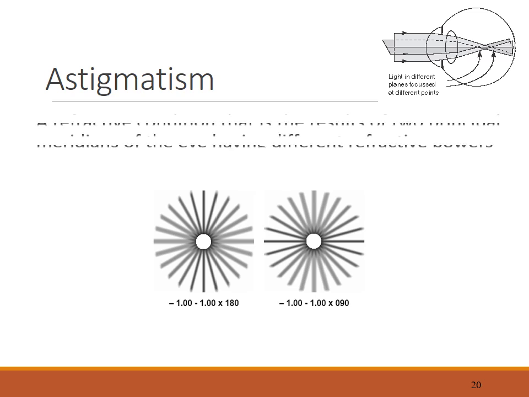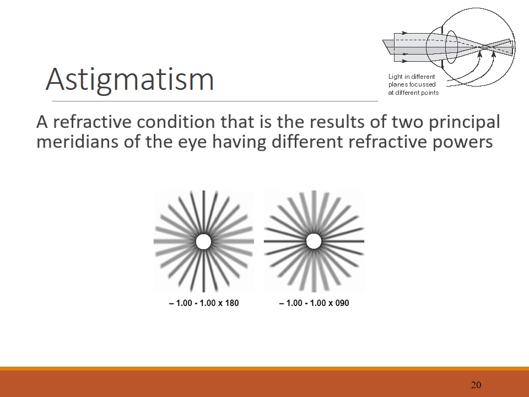Astigmatism. Based on the diagram, astigmatism is a refractive condition that is the result of the two principal meridians of the eye having different refractive power. It is a common vision condition that causes blurred vision. It occurs when the cornea is an irregular shape or sometimes because of the curvature of the lens inside the eye.